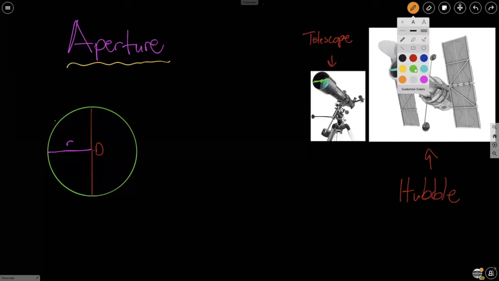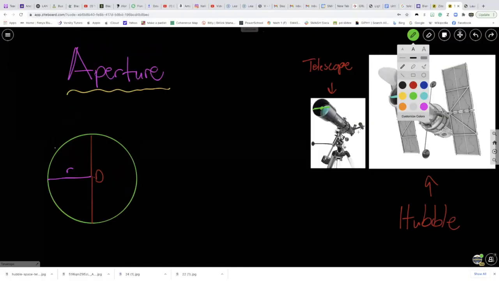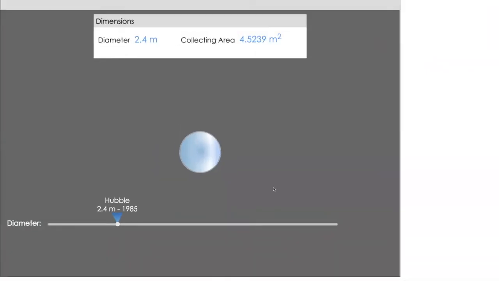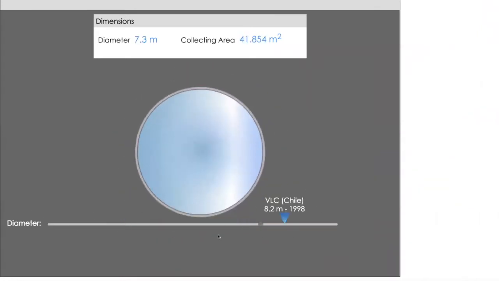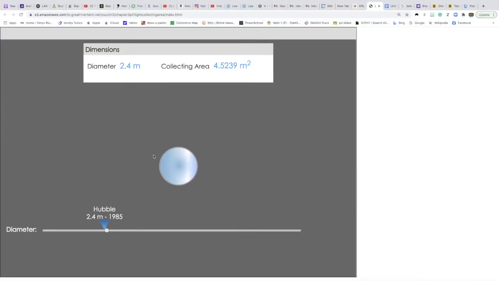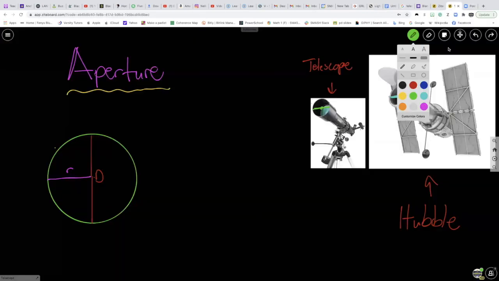If we look at our Great River Learning tool, we have the dimensions, and essentially they're giving us the diameter and the collecting area of a variety of different apertures, or a variety of different telescopes, correct? If we look at the Hubble telescope, it says that we have a diameter of 2.4, and it gives us a collecting area of 4.5. Let's prove that.